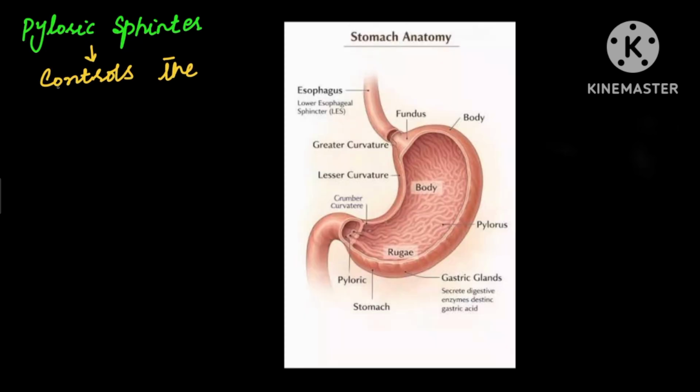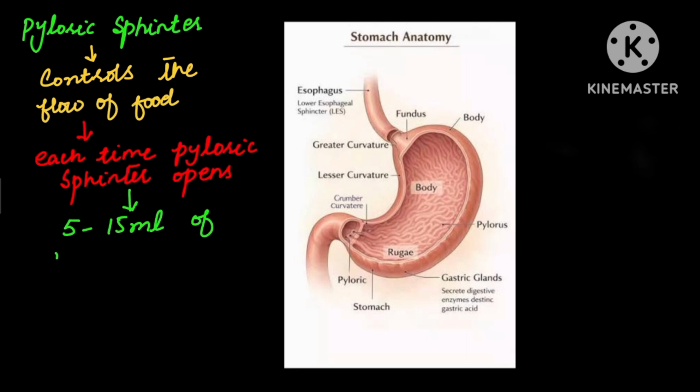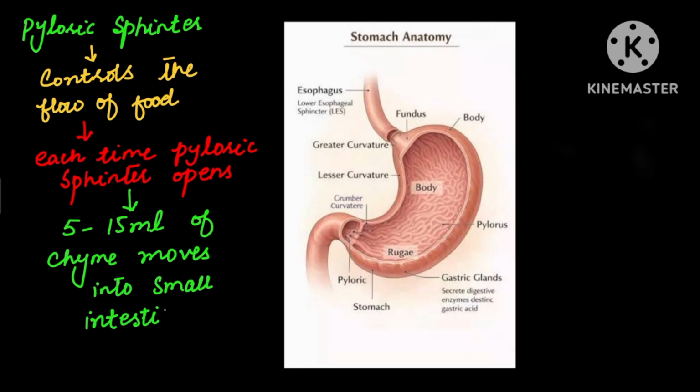Pyloric sphincter controls the flow of food from stomach to small intestine. So each time pyloric sphincter opens, it allows 5 to 15 ml of chyme to move towards small intestine.